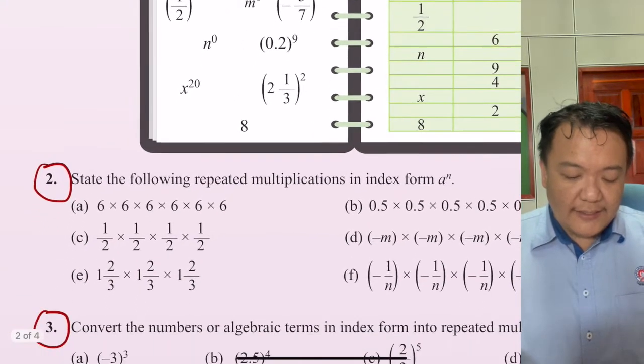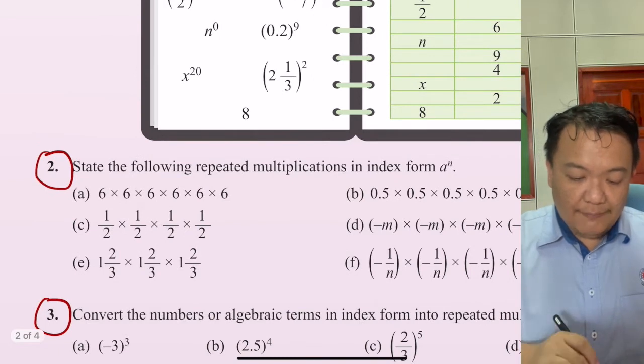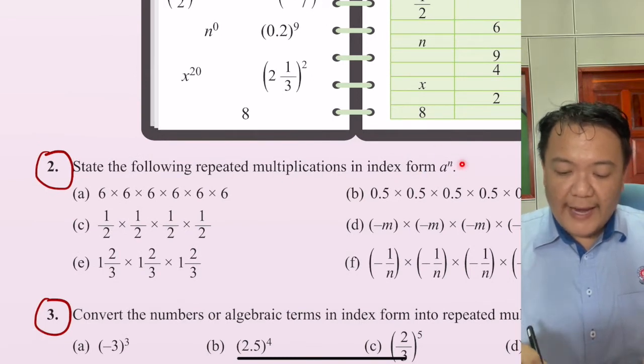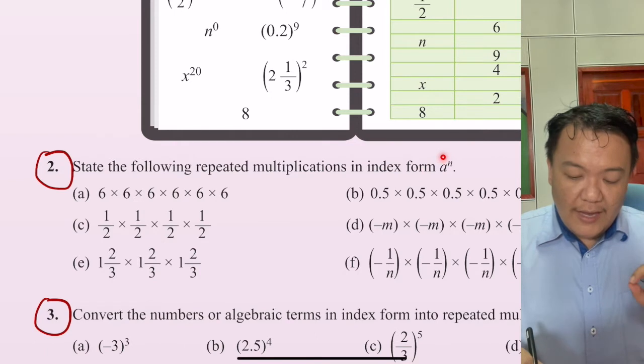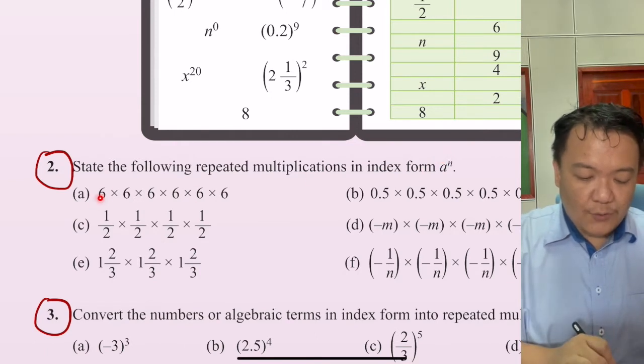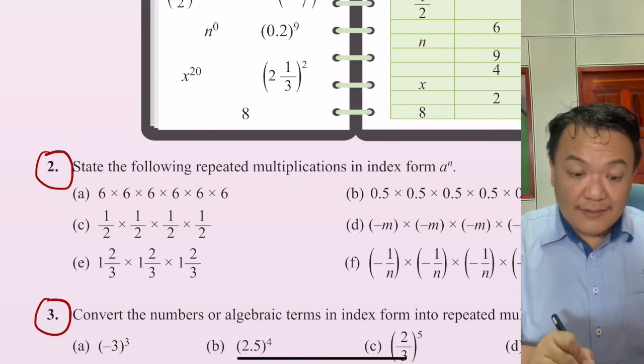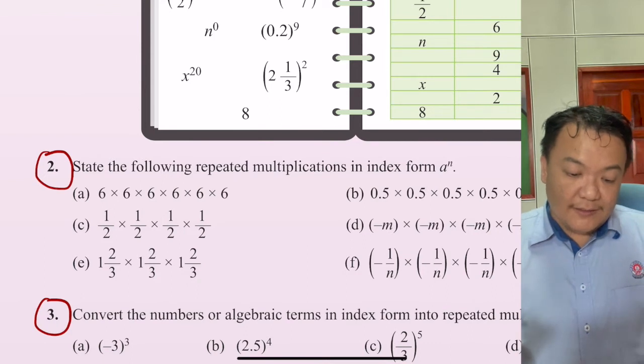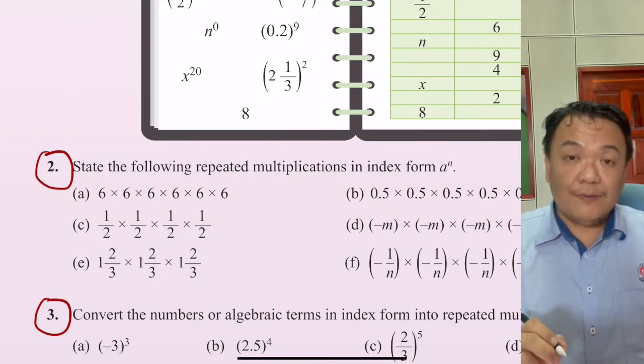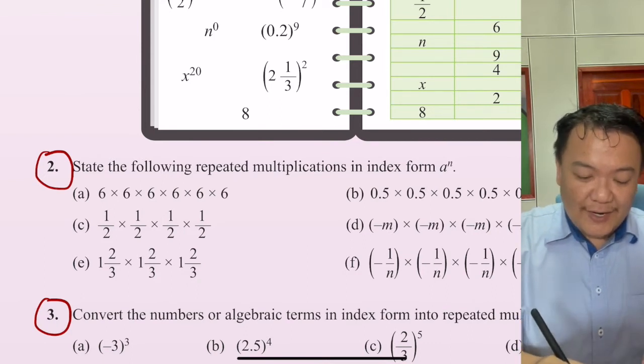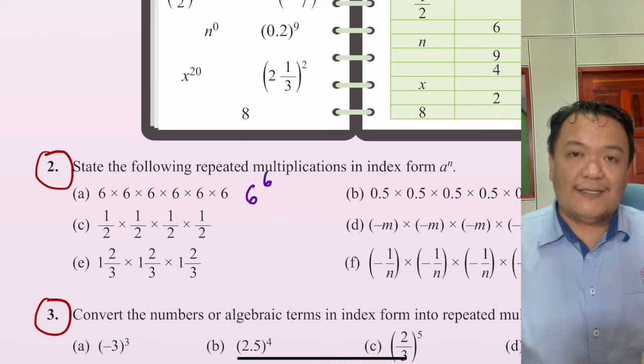Okay, next, state the following repeated multiplication in the form A power of N. So I give an example for A. We have 1, 2, 3, 4, 5, 6. There are 6 times of 6. So we can write it as 6 power of 6.